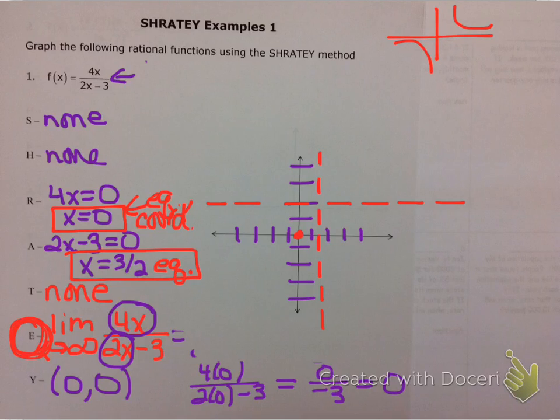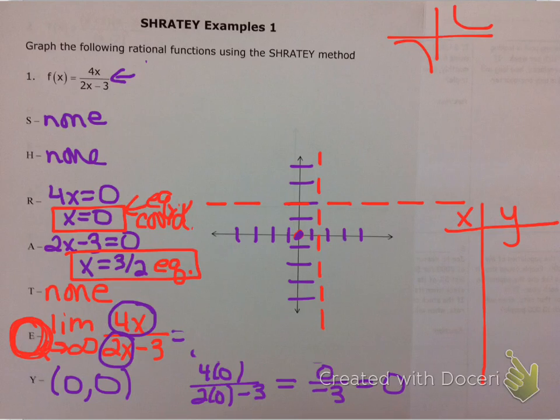I'm going to need 2 branches to that graph. And so in order to actually generate the graph, you're still going to have to do a table of values. That's why SHRATEY is not a graphing process. Okay, it is an analysis process. So the general rule is you need 3 points on every branch. So I've got this point over here. I'm going to need 2 more points on that.